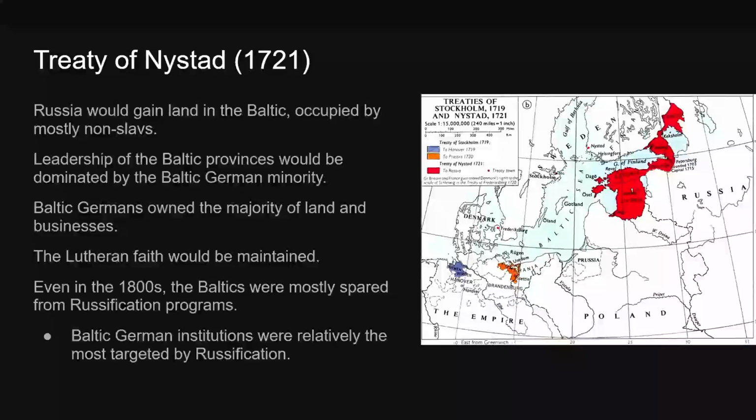Leadership of the Baltic provinces would be dominated by the Baltic German minority, as they owned a majority of land and businesses in the region. The Lutheran faith would be preserved and maintained, and overall the Baltics would be spared from Russification programs throughout their history under the Russian Empire. The greatest extent of Russification in the region would perhaps be how some Baltic German institutions were targeted.